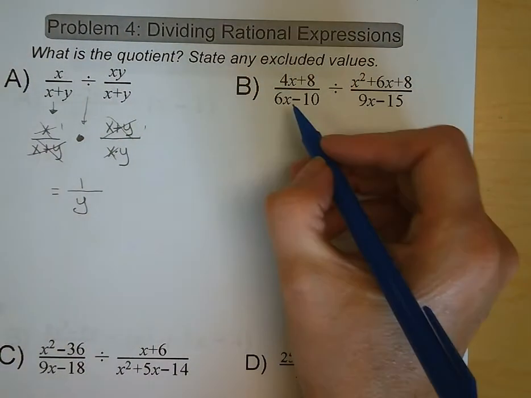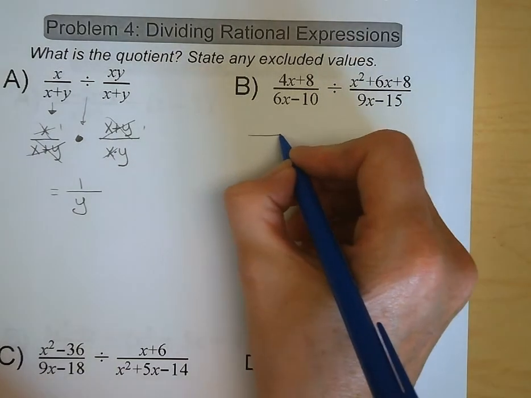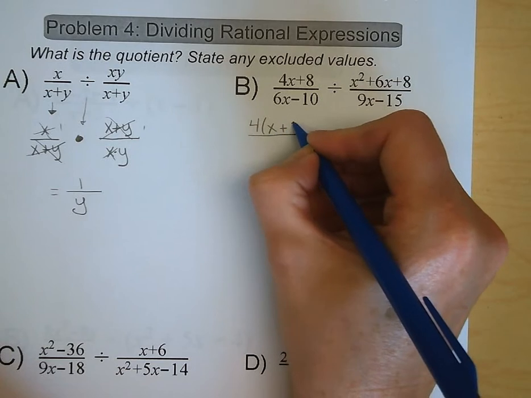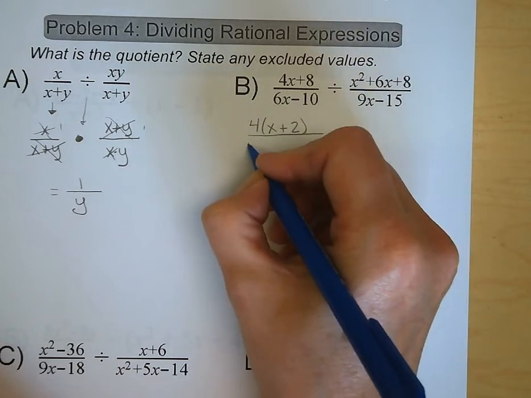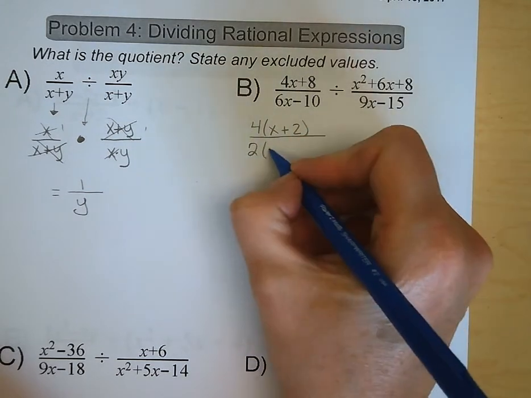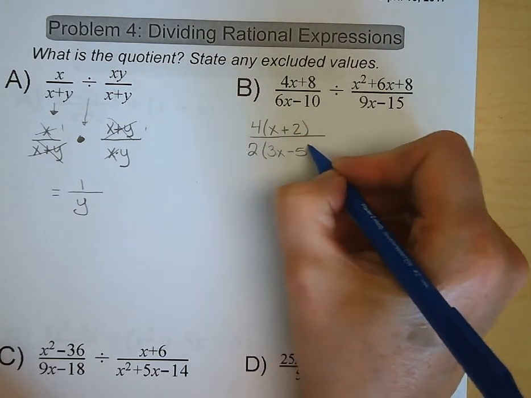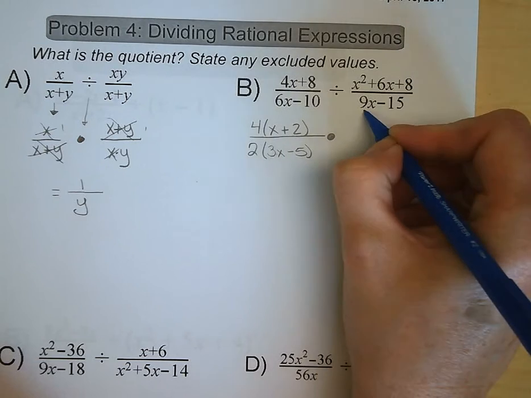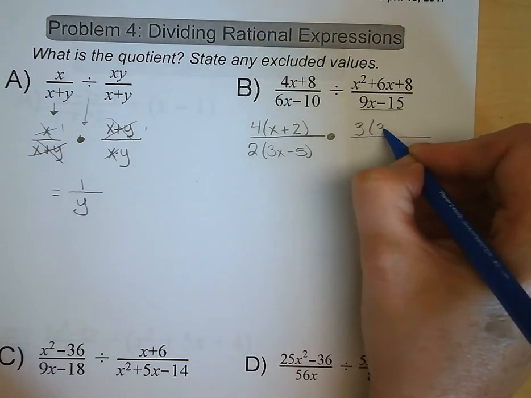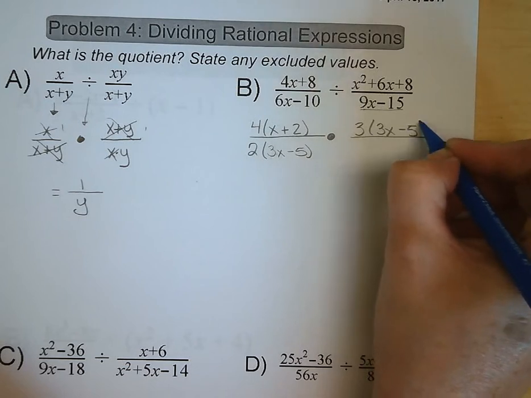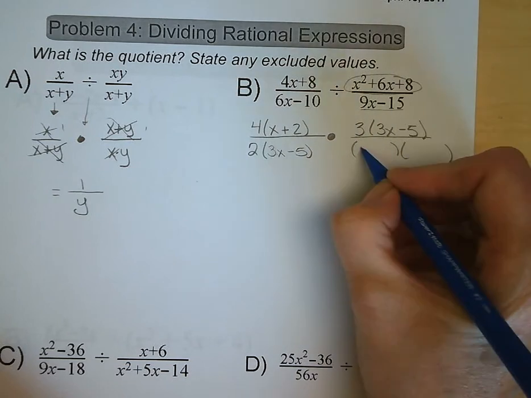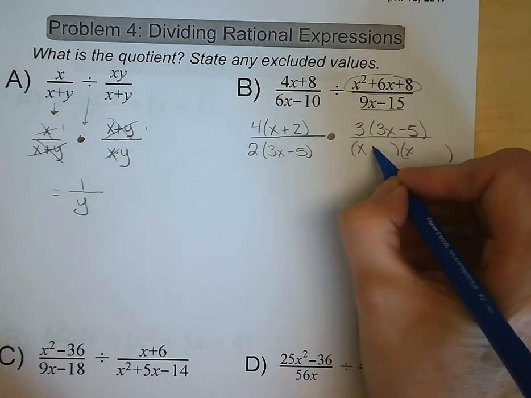Okay. Letter B, 4x plus 8. Well, we can reduce that. We do 4 times the quantity x plus 2 over 2 times the quantity 3x minus 5. We are going to change our operation, and now we flip our fraction. So 9x minus 15, we can factor out a 3 from that, so we have 3 times the quantity 3x minus 5. And we can factor the other portion of that, which is going to be x plus 4 and x plus 2.